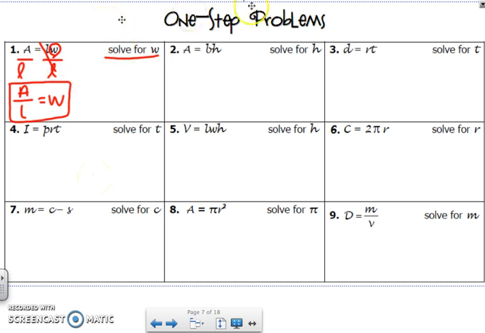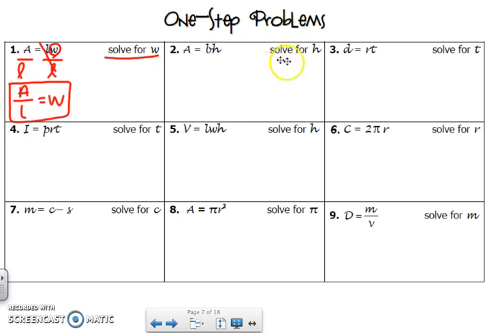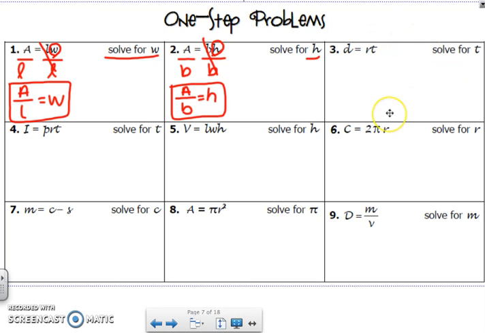Okay, so number 2, it says solve for H. So let me kind of circle H. Okay, I need to get H by itself, but the reason it's not by itself is because it's next to the B. I know they are multiplying that B, so I'm going to divide both sides by B. B divided by B cancels out, and I'm left with A divided by B equals H. I'm done because I've got H on one side by itself, and if you wanted to write H equals A over B, both of those answers are totally fine.